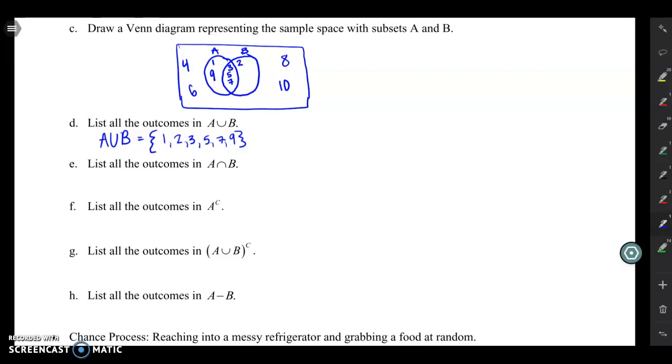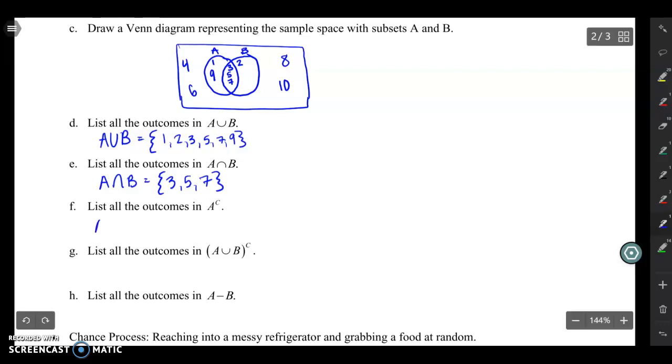The next one is I want to list all the outcomes for A intersection B. So A intersection B is just going to be the overlap. So what's in both A and B? And that's going to be 3, 5, and 7.